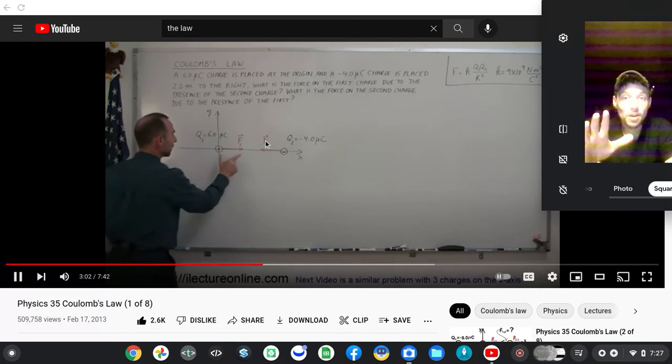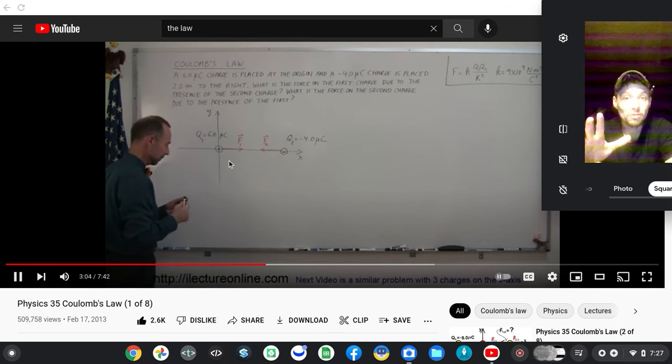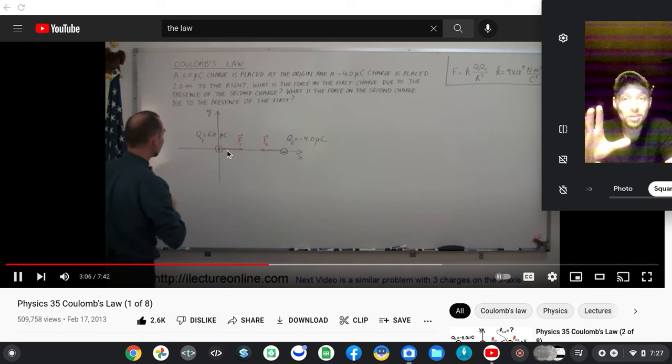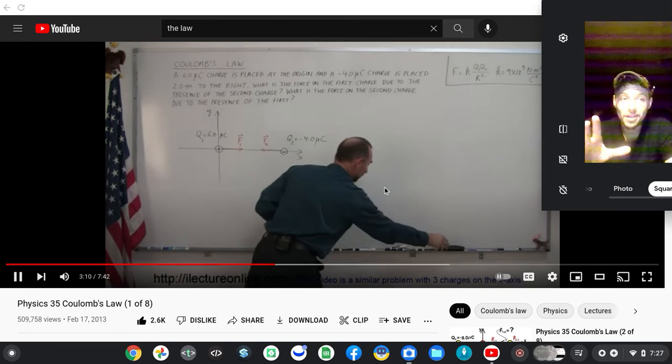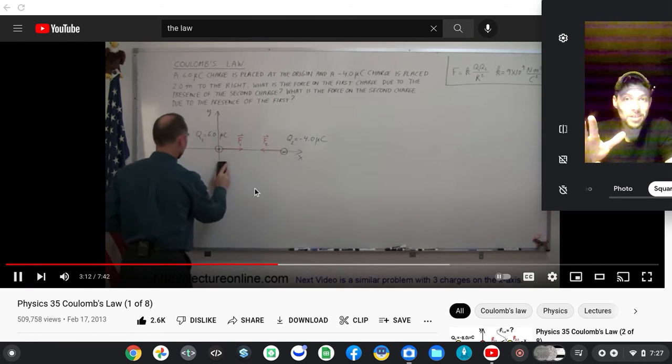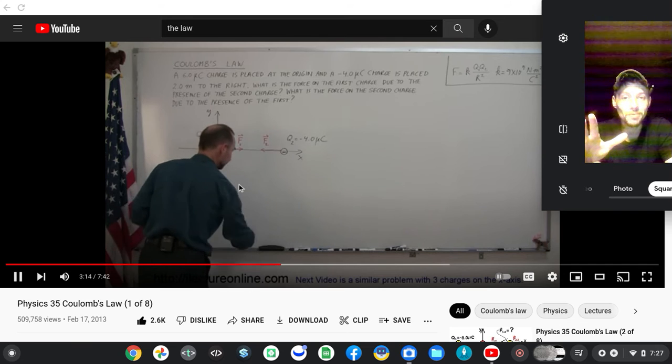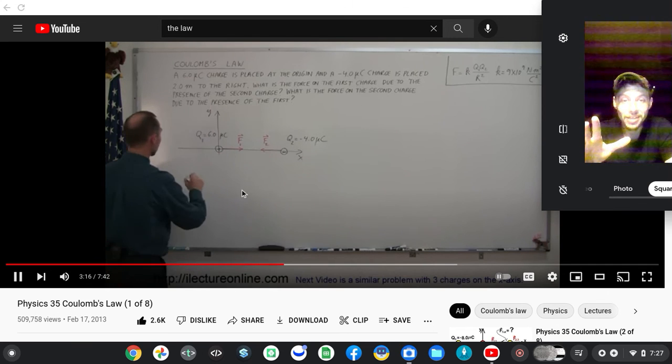Now we have to find the magnitude of this force, F1. To find the magnitude, we can use Coulomb's law. So using Coulomb's law, we can say that the force on 1 is equal to K times Q1 Q2 divided by the distance squared.